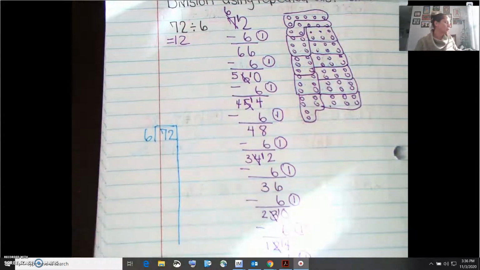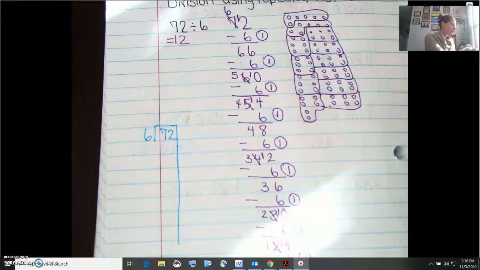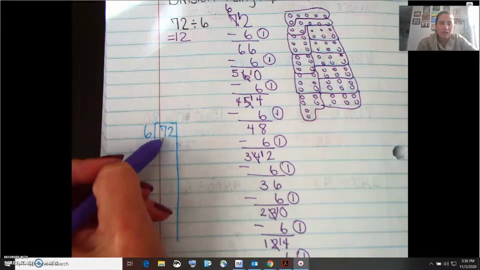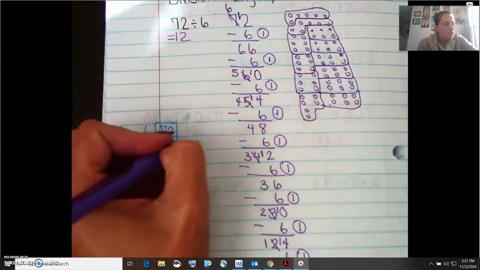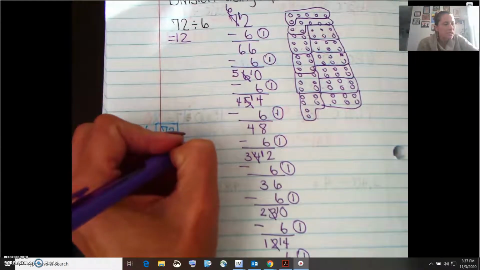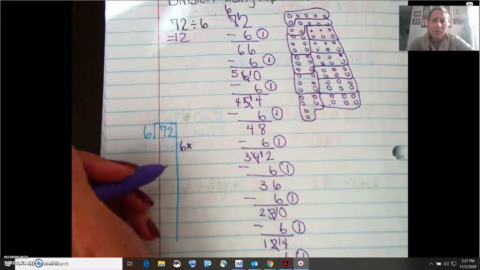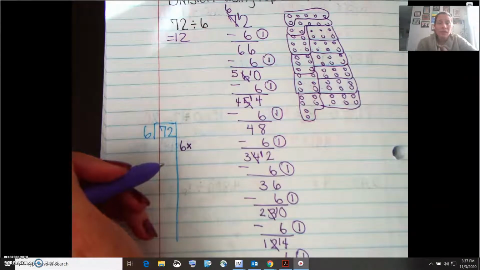And that's going to help us keep track of what we are subtracting. All right, so in my head, I'm going to be thinking of multiplication. So I know that this is 70, right? So what times 6 can give me close to 70? Well, right away, I'm thinking, I know 10 times 6 is what?